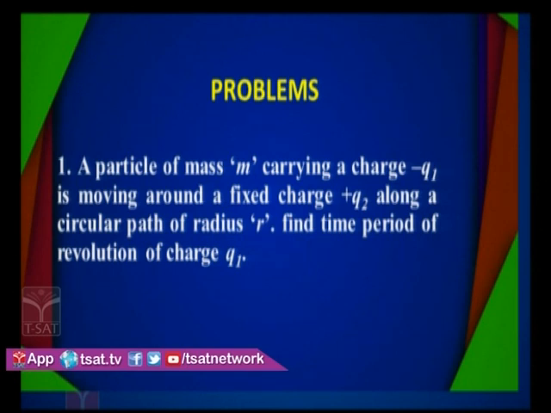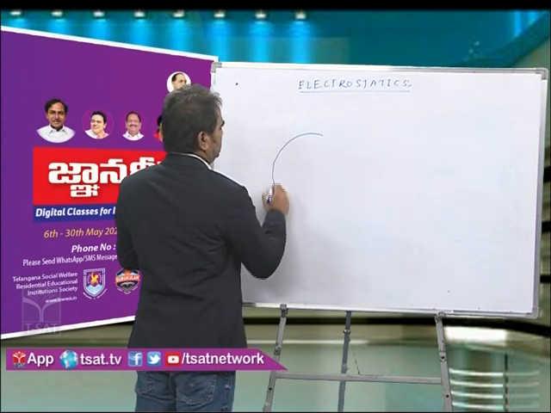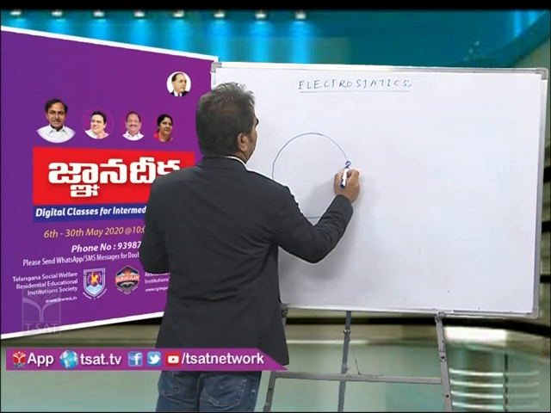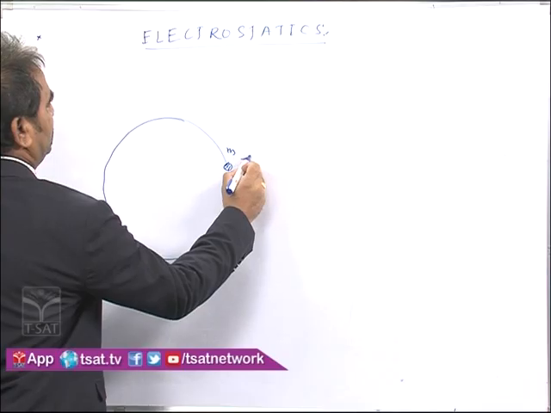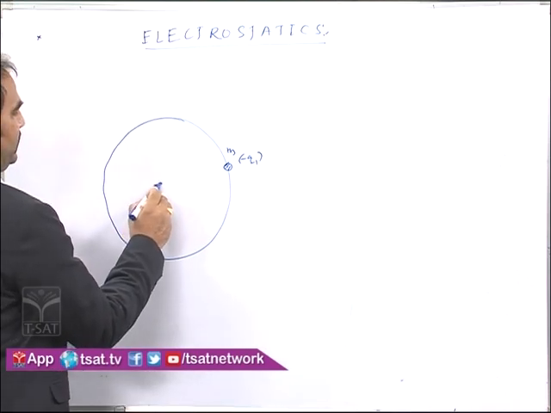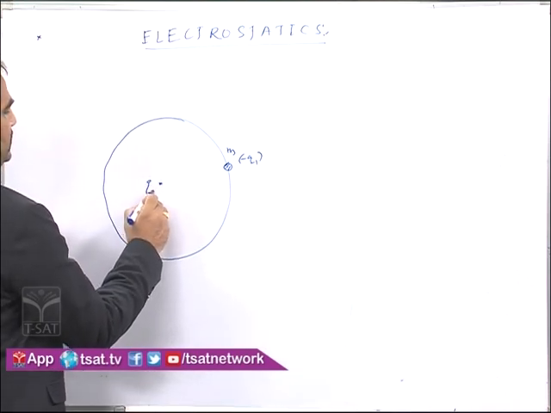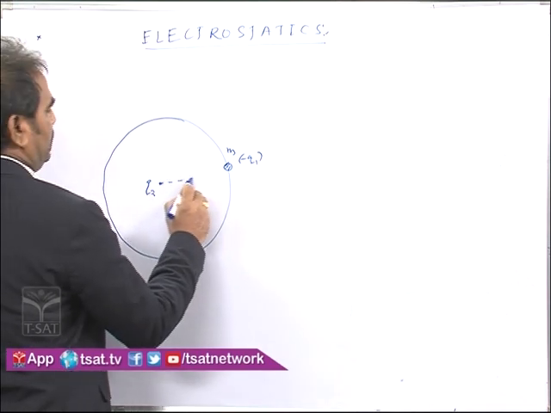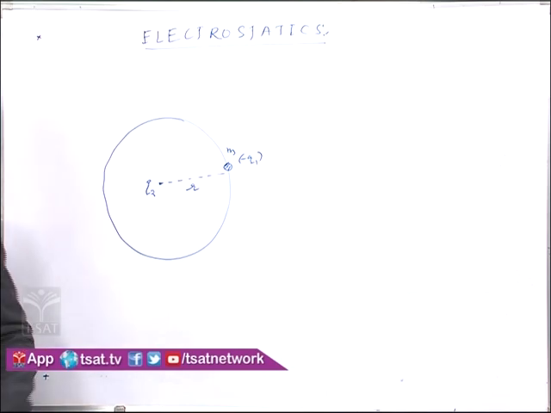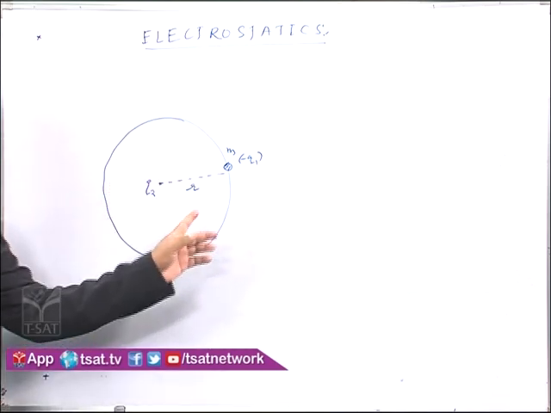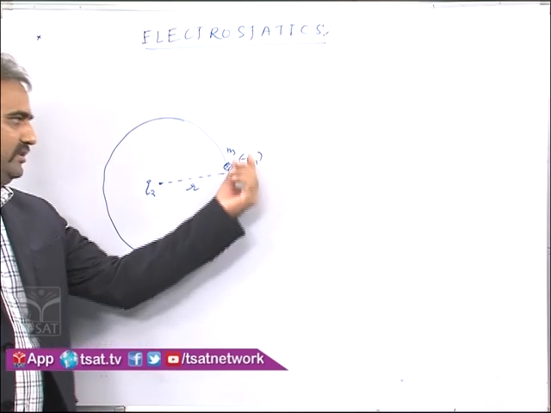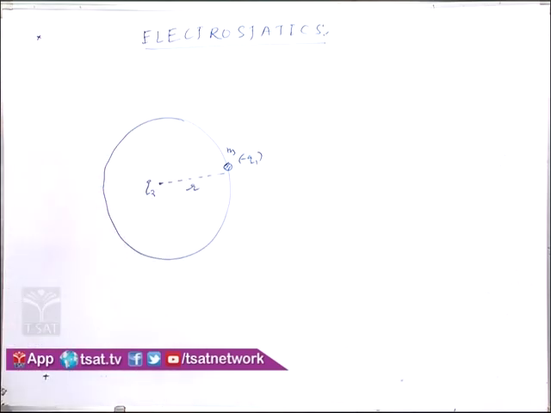Here what was given? A particle of mass m, with charge minus q1, is revolving around a fixed charge q2 along a circular path of radius r. Find the time period of rotation of the charge q1. This time period we will have to calculate now.